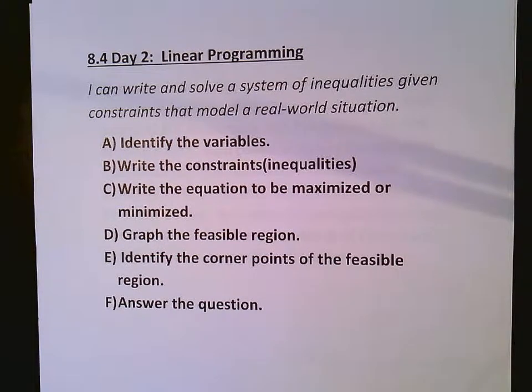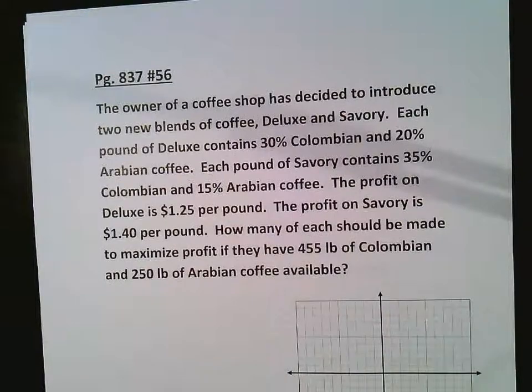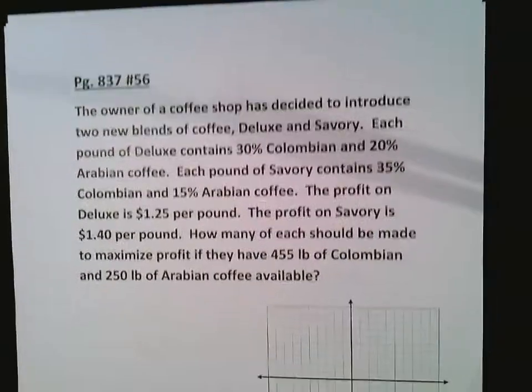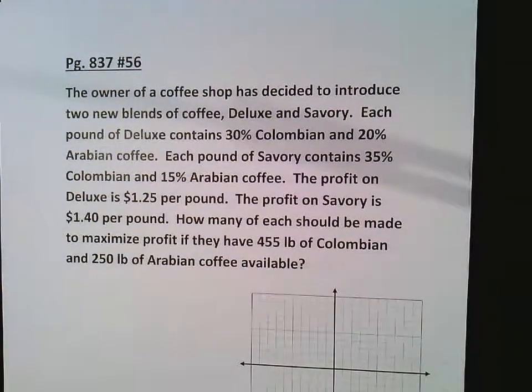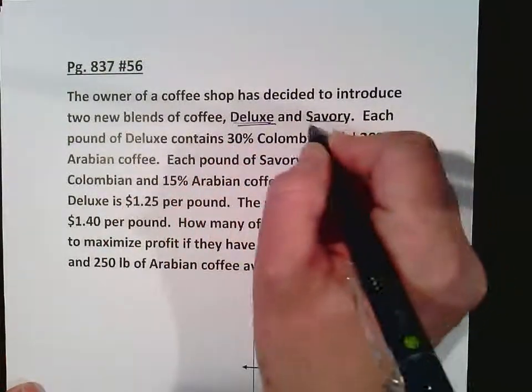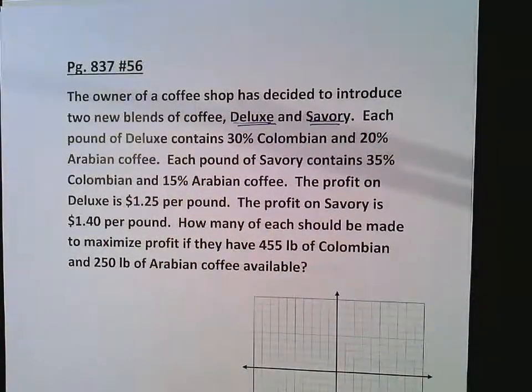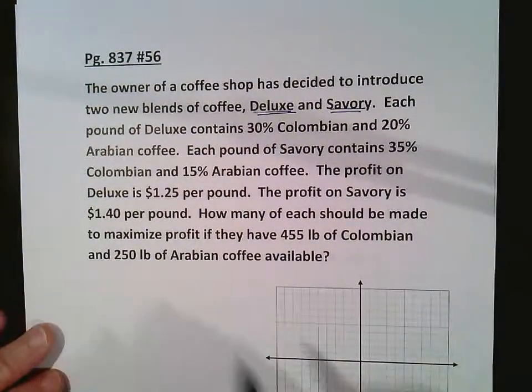So we're going to start with, as always, I like to breeze through those and just show you by application how they work. I think that works best. And I don't want you to get overwhelmed by it, okay? We've got two new blends of coffee, deluxe and savory. And we're going to build a chart to help us do our constraints and our profits.